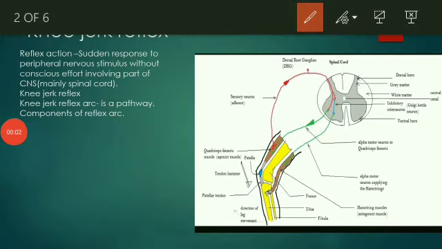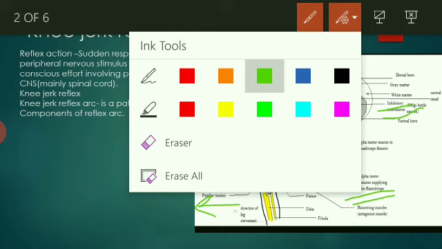Another point you should know in knee-jerk reflexes: for the quadriceps muscles to perform their function, this muscle should be unopposed. That means the opposite muscle should be in a relaxed state. That opposite muscle is the hamstring. And for relaxation of the opposite muscles, interneurons are necessary. So this completes.